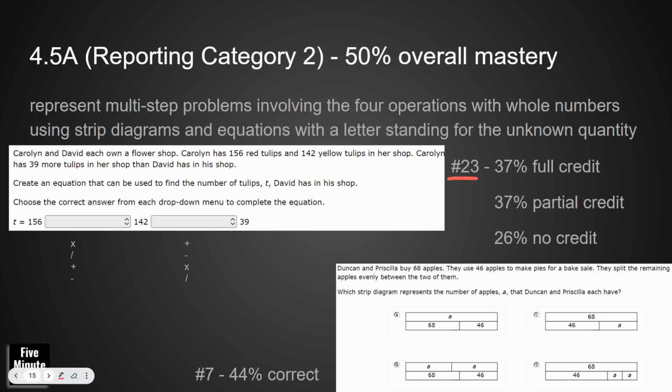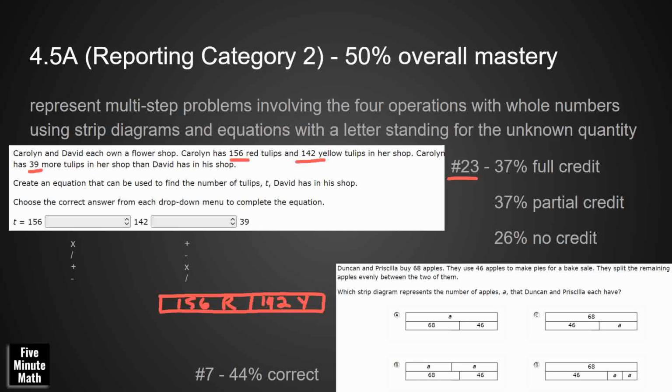So Caroline and David each own a flower shop. Caroline had 156 red, 142 yellow. And then Caroline had 39 more tulips in her shop than David. So let's draw a strip diagram first, then put that into an equation. Okay, so Caroline had, it's going to draw this. Okay, so she had 156 red. She had 142 yellow.